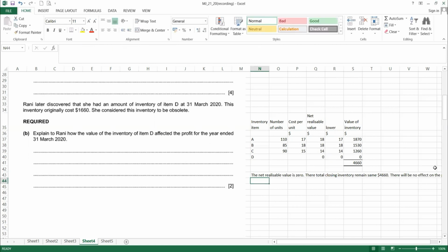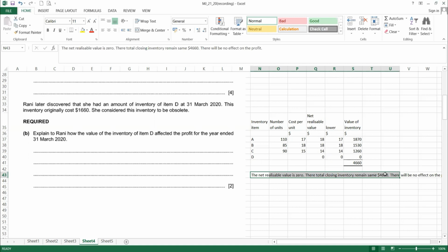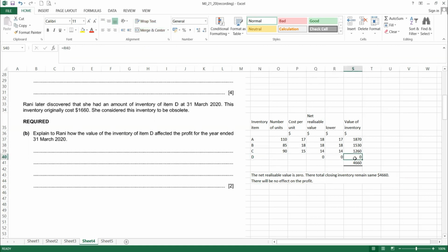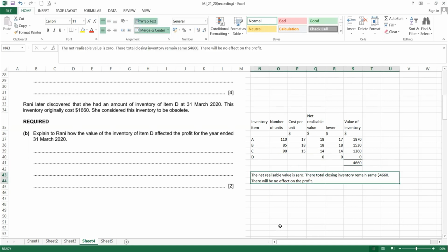Okay, so this one I wanted to explain further a bit because I don't really agree with the marking scheme. The answer that I use is from the marking scheme, which is trying to explain to you that net realizable value is 0. So that's why the value of closing inventory is no change. So therefore, the profit also won't be changed. But this is my personal point of view.